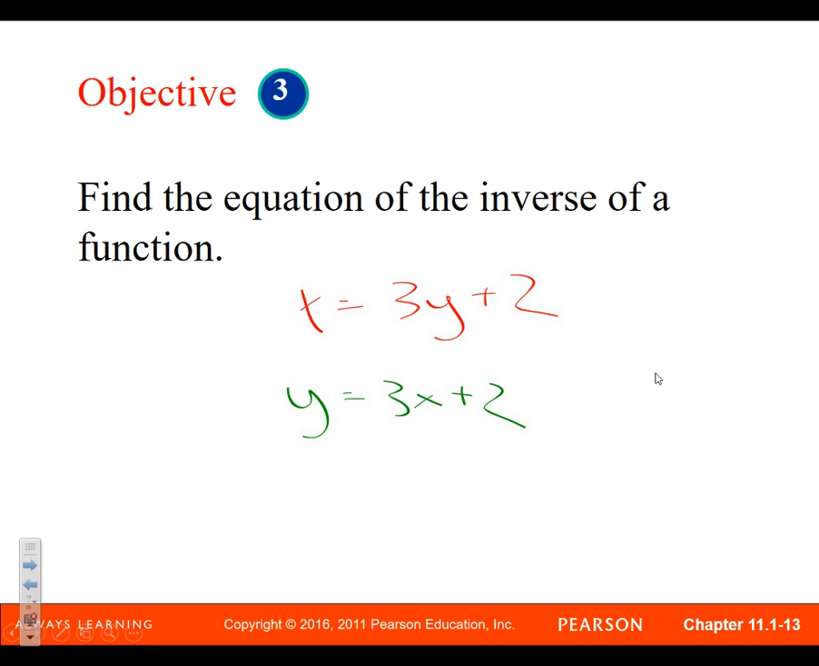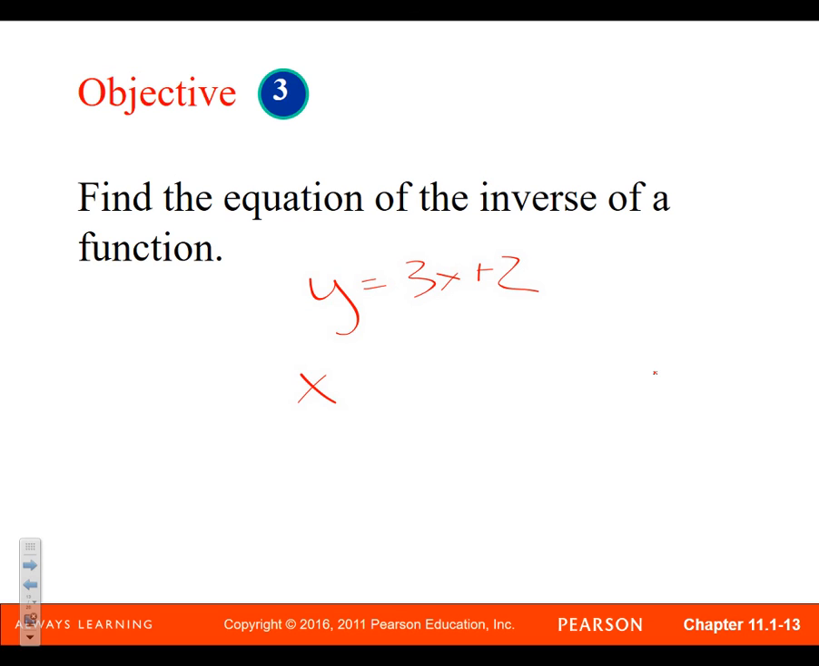Okay? Well, actually, I shouldn't have that. That's weird, because it's a y function, right? So if I have y equals 3x plus 2, what I'll start by doing is going x equals 3y plus 2. That's step number 1. Take x, take y, swap them. Step number 2, solve it for y again. That's it.